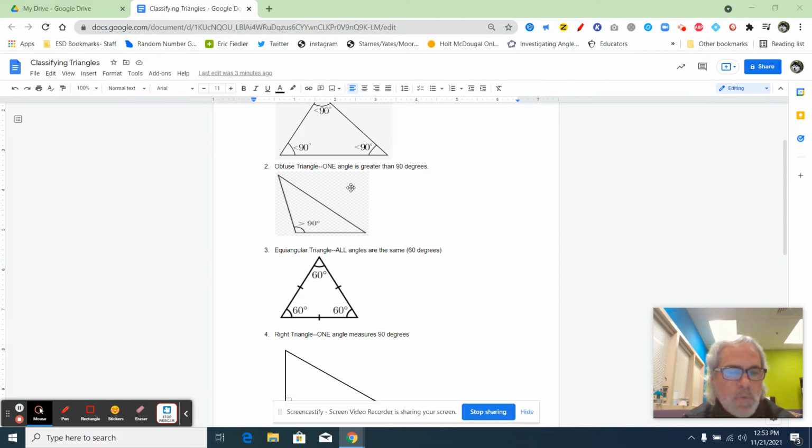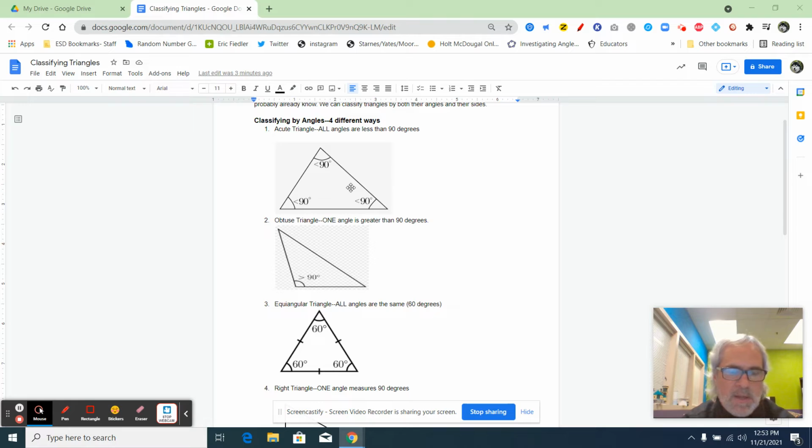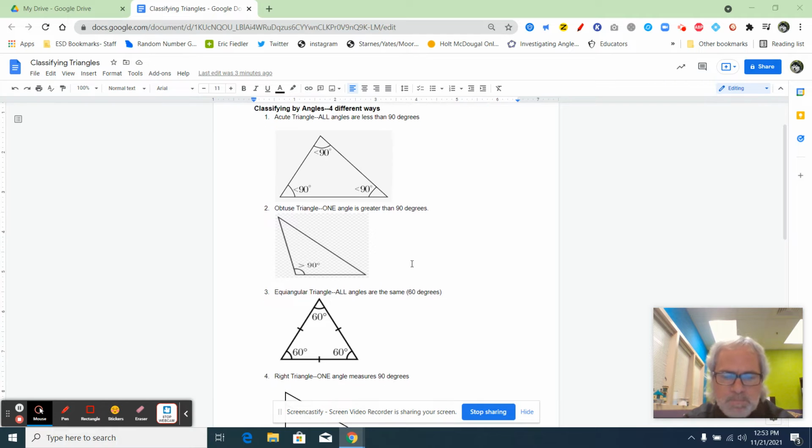Obtuse triangle has just one angle greater than 90. I'll get some students to say, okay, acute's all angles less than 90, so obtuse is all angles are greater than 90. And in fact, you can only have one angle of a triangle that is bigger than 90. The other two have to be smaller than 90. So that's why obtuse just says one.